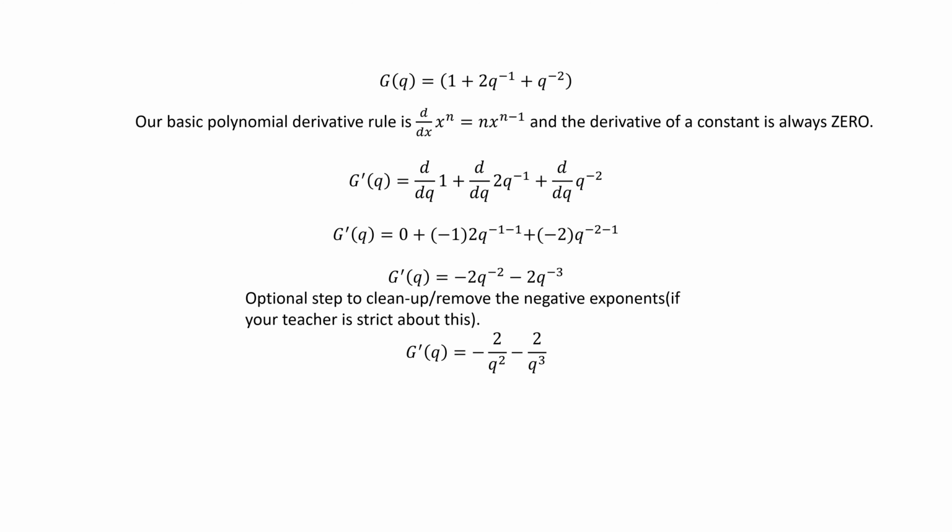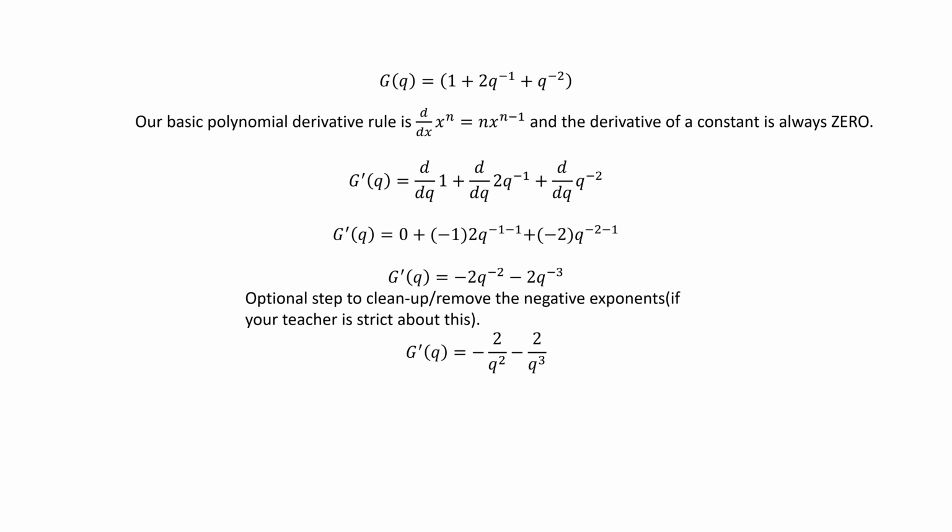Once again our basic polynomial derivative rule is up top, and we also have to remember the derivative of a constant is always 0. So you can look at the derivative of that whole expression up top as being the derivative of the three parts individually, if that makes it easier for you. The first expression is just the derivative of a constant, so it goes to 0.